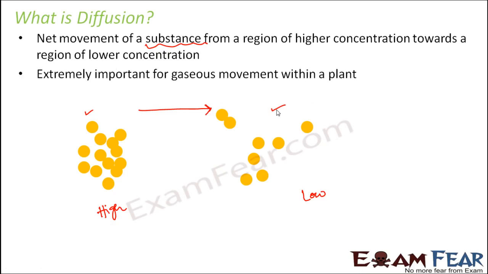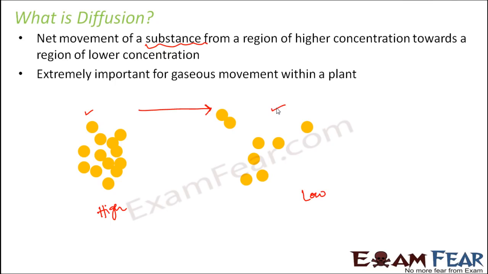So this is extremely important for gaseous movement within a plant. In a plant, diffusion plays a very important role in the way gases move inside it. Because just now I told you that plants need quite a few gases very urgently, like carbon, hydrogen, oxygen. They need all of these gases. So this process helps in the movement of these gases from regions of high concentration towards regions of low concentration within a plant.